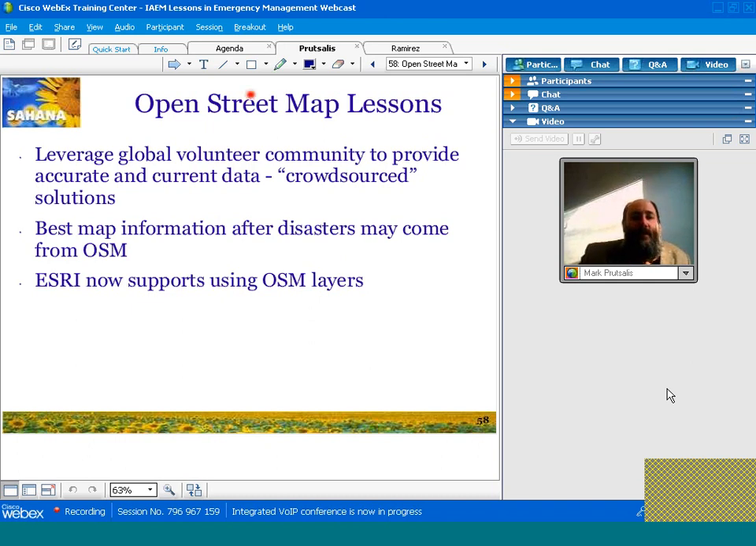Another thing is that the best information typically comes from OpenStreetMap. The best map information after a large-scale disaster like this, even if the starting point isn't as advanced as some other sources, is there because of the community's interest in providing post-disaster map information. The other thing is that Esri, for example, and a lot of emergency management agencies work with Esri, and Esri now supports using OSM data within their systems, so that's something else I wanted to point out. Sahana software also can import and export data to OpenStreetMap.